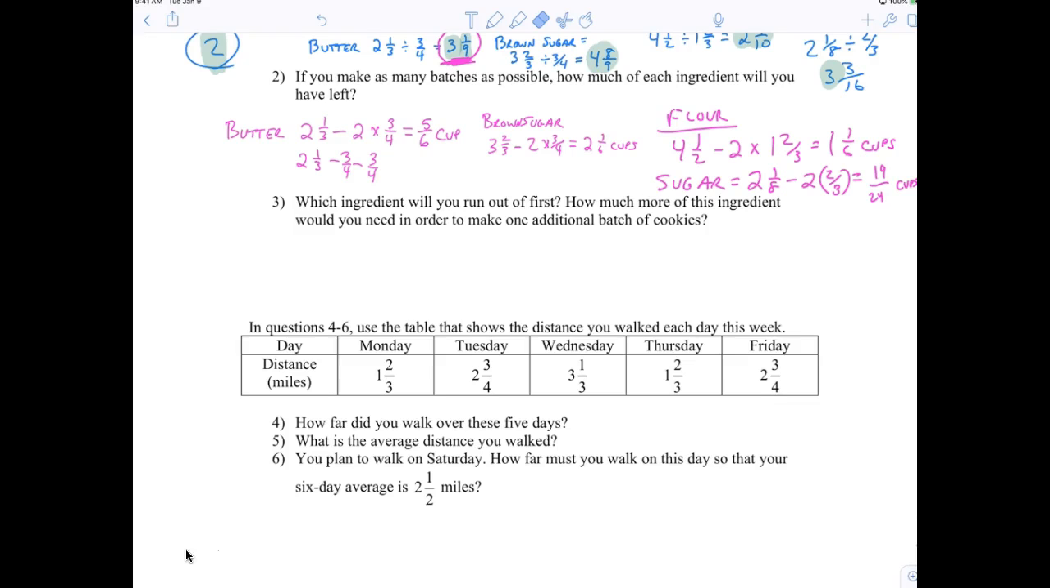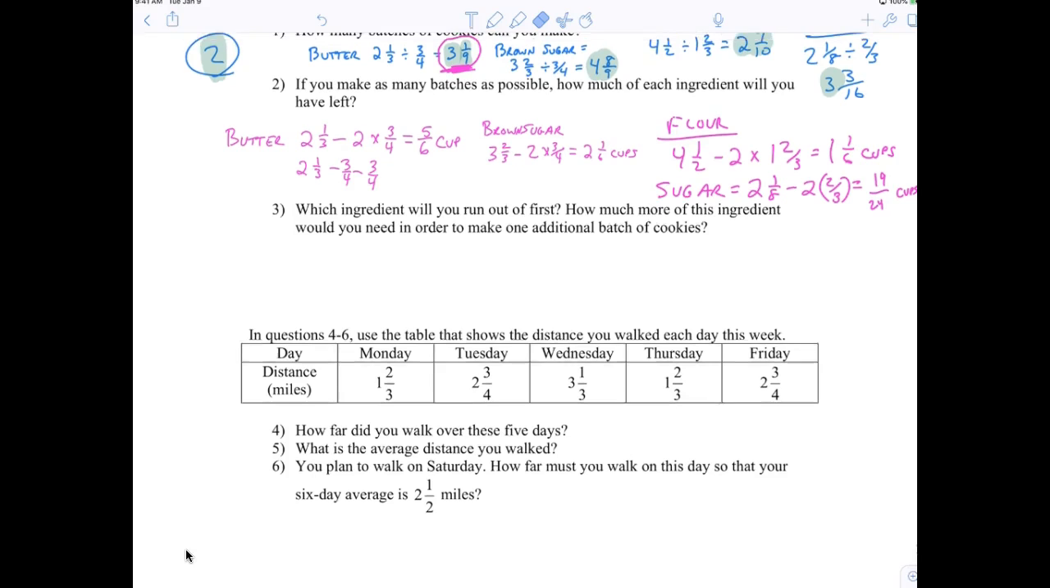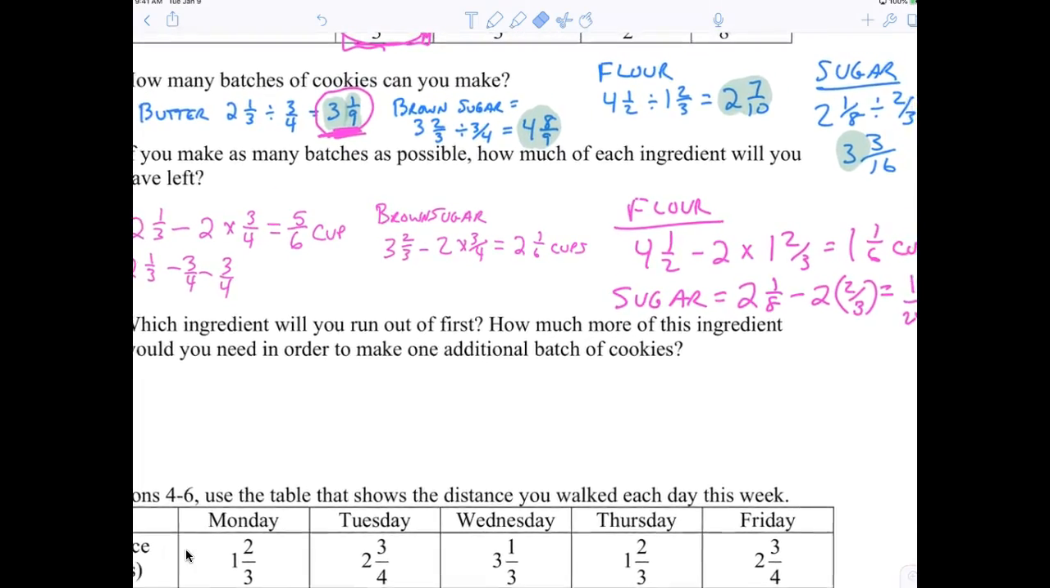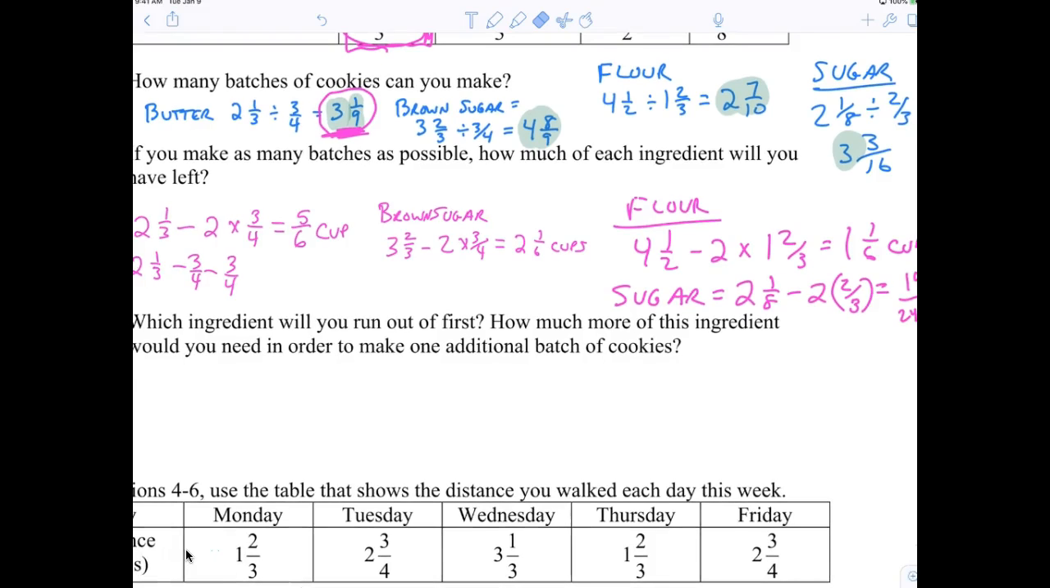So what I was hoping you would say is that the correct answer, what is it? Flour. It's obviously flour. This is how many batches you can make. For flour, you can only make 2 7/10. So we're going to run out of what first? Flour. If we have a little bit more flour, we could make how many? We could make 3 batches.